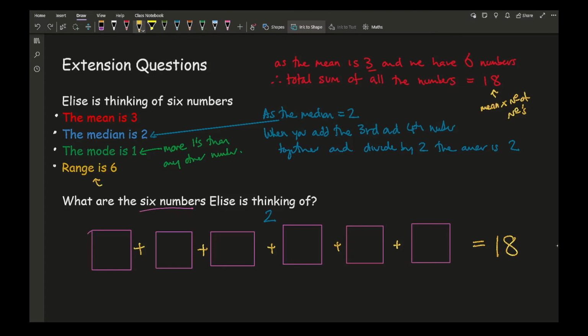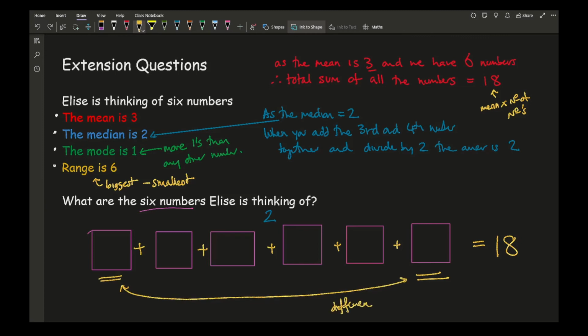So the difference between the biggest number, which is going to be this box here, take away the smallest, which is going to be this number here, has got to have a difference of 6. So the difference between these 2 boxes has got to be 6. Right, so let's have a look then. Again, it's just going to involve a little bit of playing.